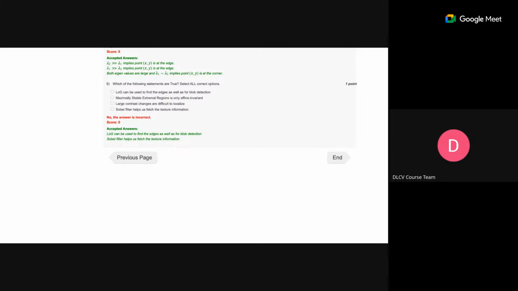Think about it. So I guess large contrast changes are easy to localize. Like when there is a contrast change, dark and light, we can localize it easily, just like on the edges, there is a contrast change. So that statement is wrong because it's saying it's difficult to localize.